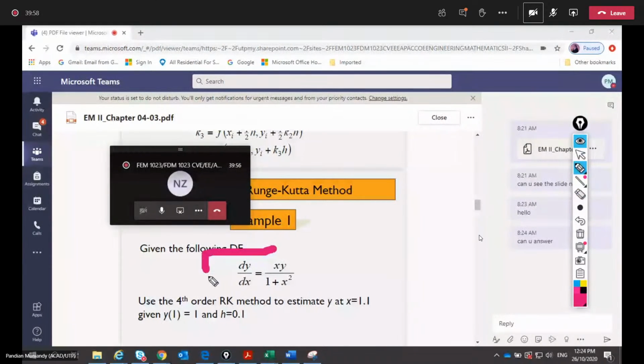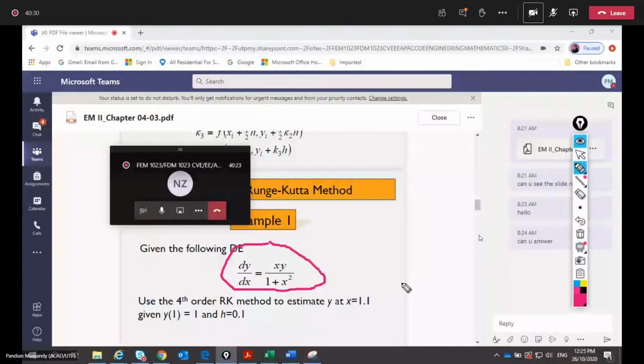So the problem is dy/dx. This is our problem. This dy/dx, you already solved in chapter 1. You may ask why you want to solve it again. That is the whole idea. The motivation behind this method is that we want to use a numerical method.